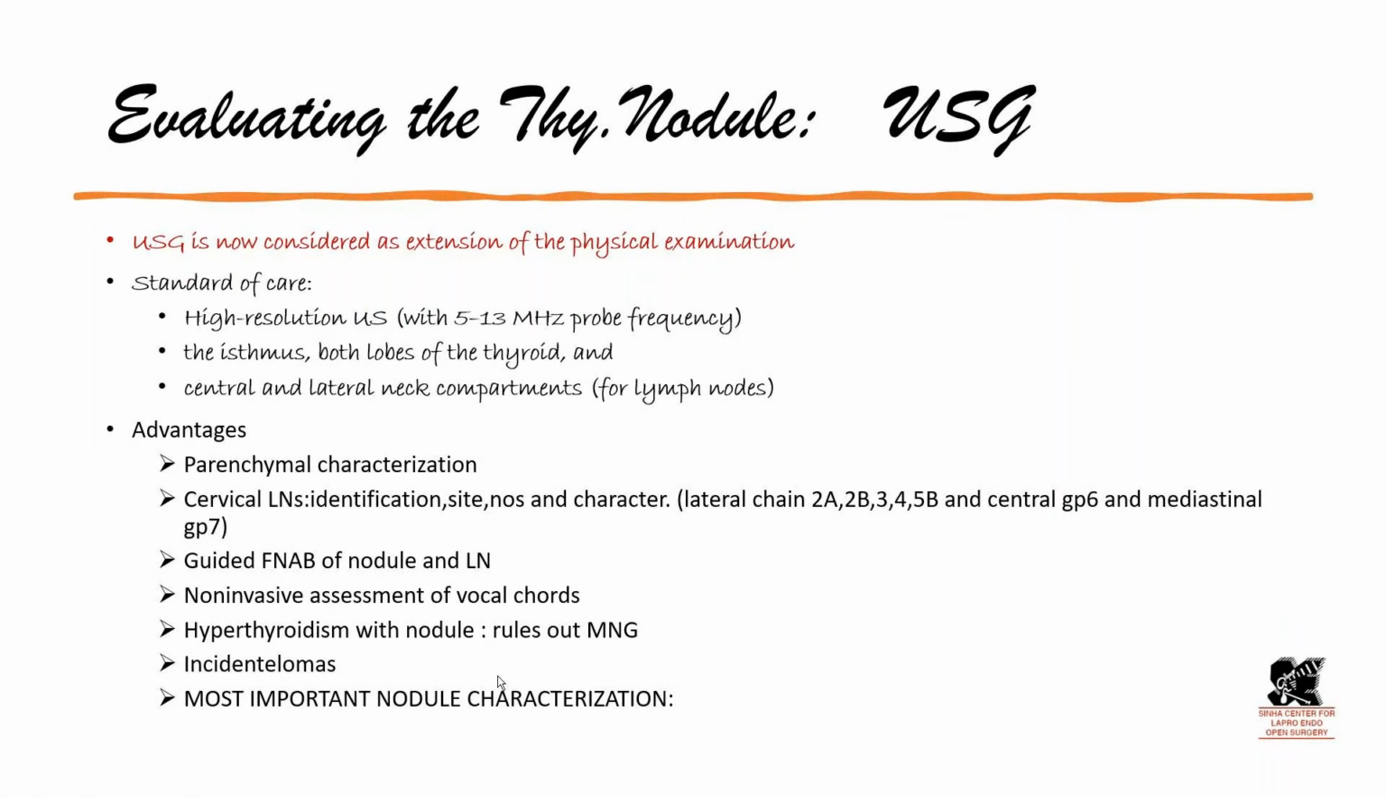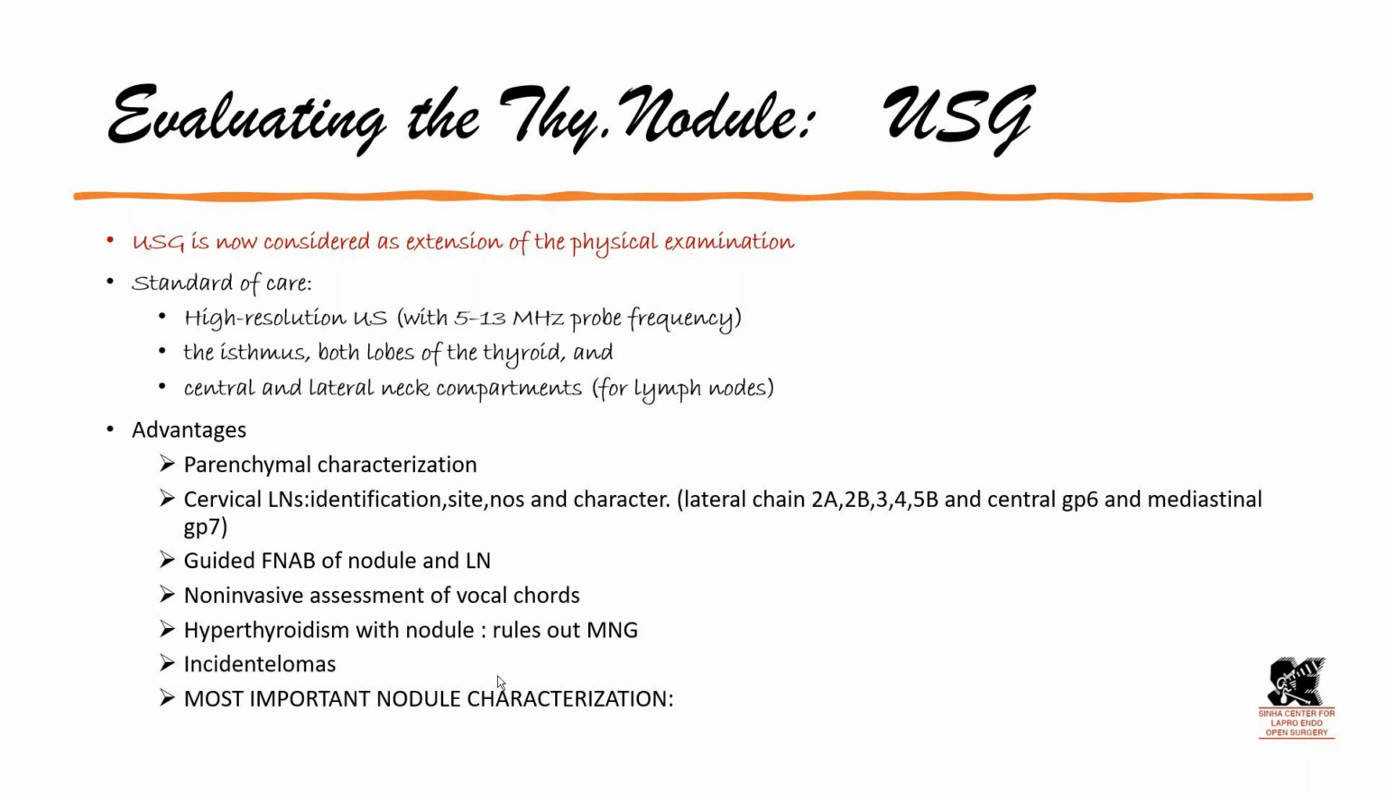Why? Which type? High resolution, use of 5 to 13 megahertz probe frequency, scan the isthmus, scan both the lobes of the thyroid, scan the central and the lateral neck compartments for the lymph nodes. You're doing this, this is the standard of care. Every nodule should be subjected to USG without fail. 100% do a serum TSH, 100% do an USG. Two very, very important primary investigations.